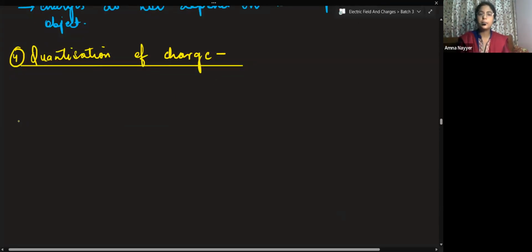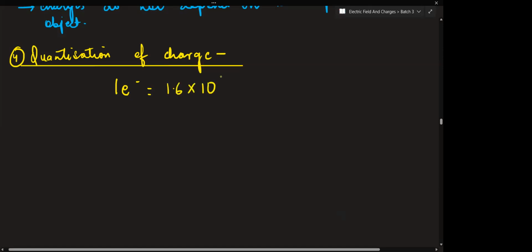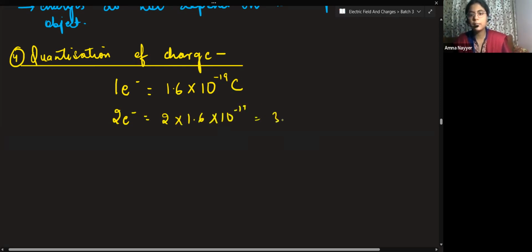Quantization of charge basically means what? I have told you what is the charge contained by a single electron, Samya? 1.6 into 10 raised to minus 19 coulomb. So this is the charge carried by a single electron. Now what if I take 2 electrons with me? This will get doubled. It will be 2 into 1.6 into 10 to the power minus 19, that is 3.2 into 10 to the power minus 19 coulombs.